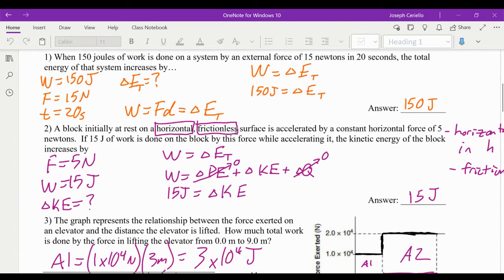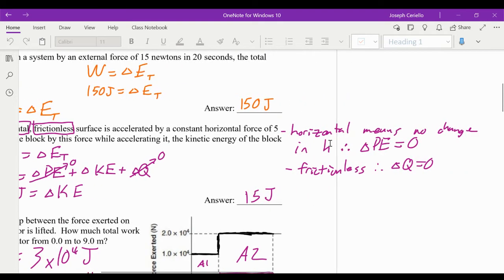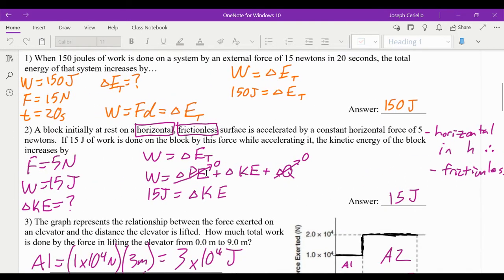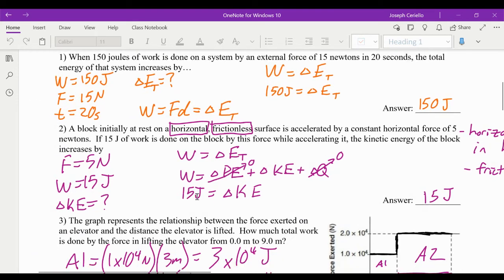Next one's similar, but slightly more nuanced. In this question, we do 15 joules of work, and it asks for how much the kinetic energy increases by. Well, we know work is equal to change in total energy, so the answer isn't necessarily 15 because we're looking for kinetic here, but a couple things. This is a horizontal surface, which means there's no change in potential energy. The height's always the same. So that's 0. And it also says that it's frictionless. So there's no friction, no heat generated. So all we're left with is kinetic energy. So the change in kinetic energy is in fact 15 joules.